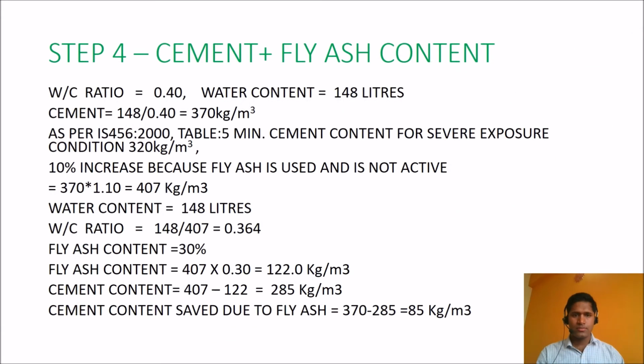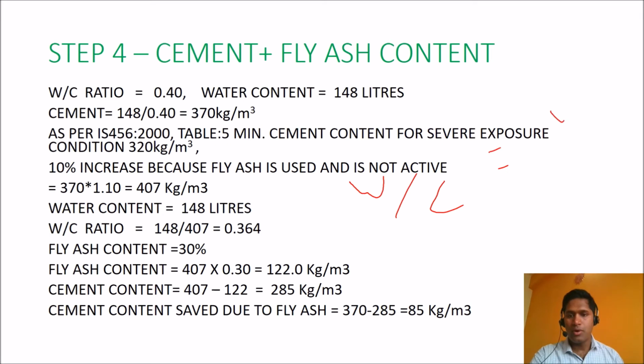Now step number 4, binder calculation. Cement plus fly ash content needs to be calculated. In this problem, we have mentioned the fly ash properties, so we are going to use fly ash in the binder, that is a double blend. The water cement ratio calculated in the previous step is 0.4. The water content used is 148 liters. Cement equals 148 divided by 0.4, that is the water cement ratio that we already know.